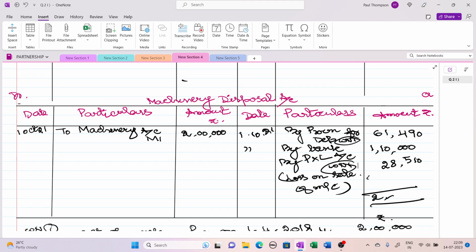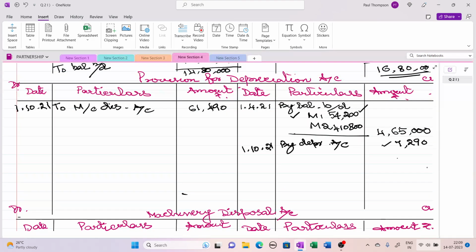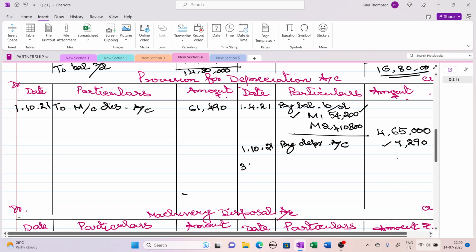This side it is 2 lakh. You can total it. This side also it is 2 lakh. So your machinery account is over. Your machinery disposal account is over. Only one account is left out, that is your provision for depreciation. Because they have asked us to close the books on 31st March 22, you have to book depreciation for machine number 2 and machine number 3.